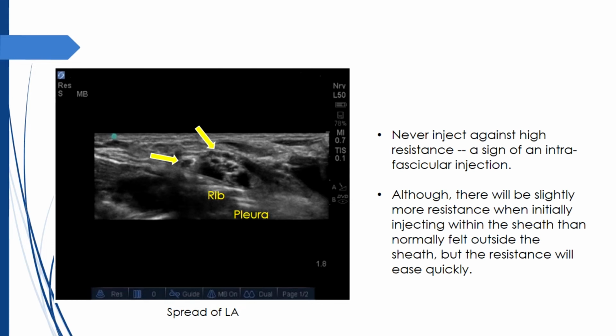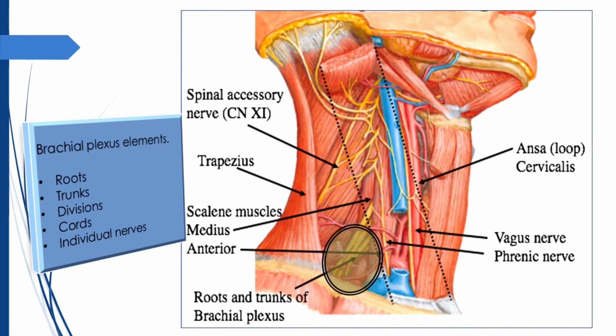Remember never to inject against high resistance. This is a sign of intrafascicular injection. Even if our needle tip is within the brachial plexus sheath, we may feel a slight resistance, but that resistance will ease away quickly. All these changes in the brachial plexus elements such as roots, trunks, divisions, cords and individual nerves we are talking about is actually happening over a small distance, that is around 1 to 1.5 cm in an adult itself. In smaller children, this may be half a centimeter, and a few degrees change in the ultrasound beam itself can easily change the picture.